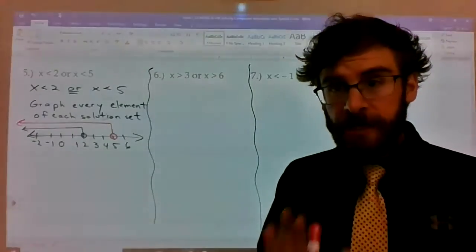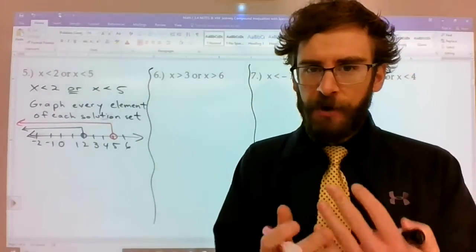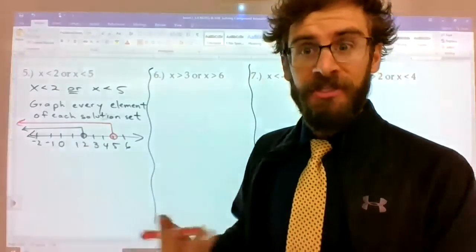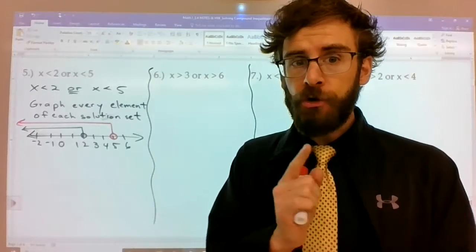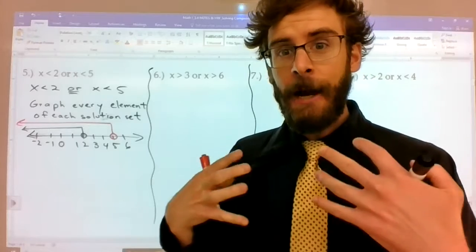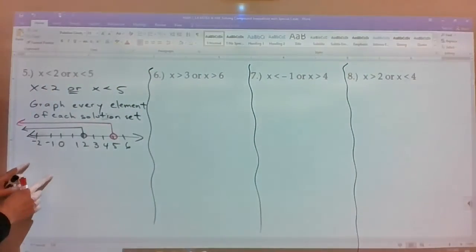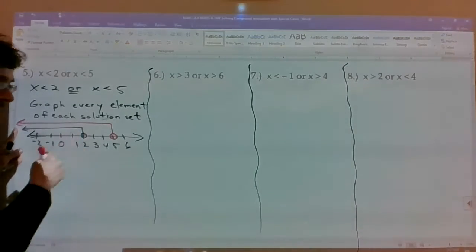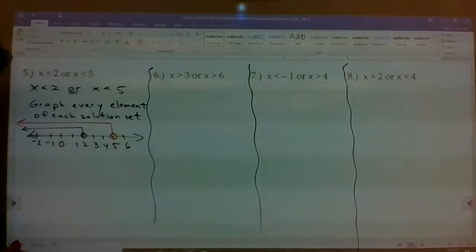Now, this is the trickiest part. Or statements tend to be the ones that confuse students. And what they share, there's a visual, right? You see, okay, they're both there, less than 2. But for or, you're graphing every single element of both solution sets combined. So in the final graph, I want all the solutions for x is less than 2, in addition to all the solutions for x is less than 5.